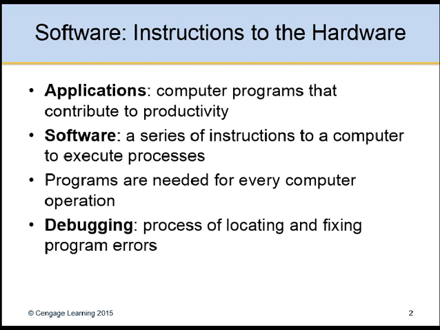So software is instructions that are sent to the hardware. An application is a computer program that contributes to productivity. Software is a series of instructions to a computer to execute processes. There are two categories of software: application software that enables completion of a task, and system software that enables applications to run on a computer. Also, system software manages components and devices.